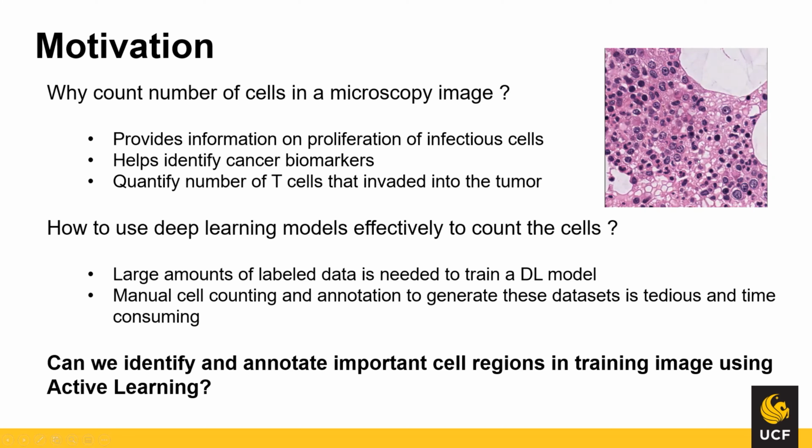So these images can be used by deep learning to actually count the number of cells in these images, right? What motivated this paper is how to use deep learning models effectively to count the cells. Because we all know that deep learning models require a large amount of labeled data to train, and getting annotated data for these cell counting data sets is very tedious. Manual cell counting is not easy.